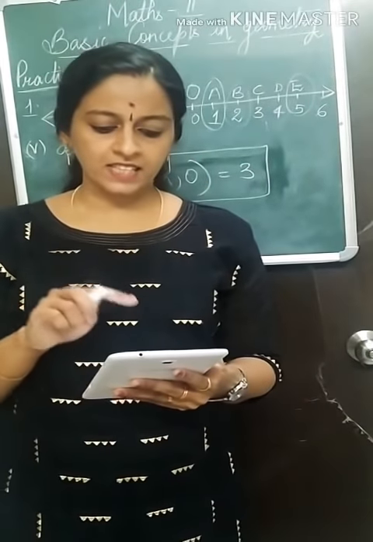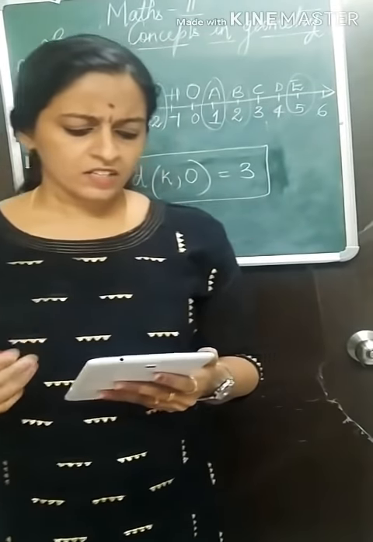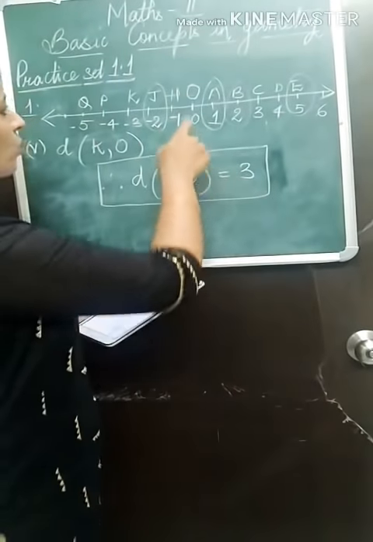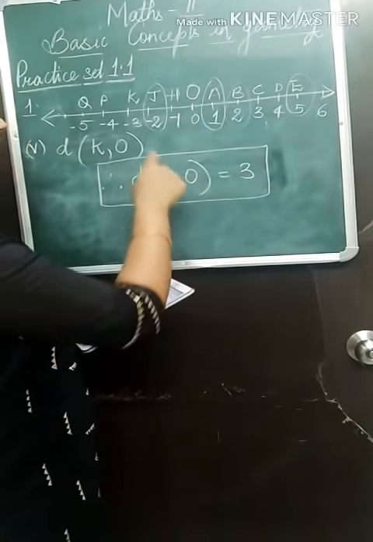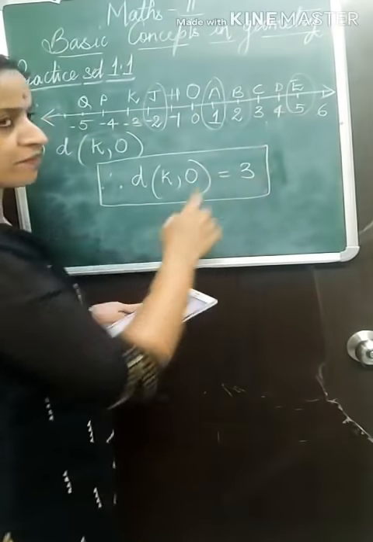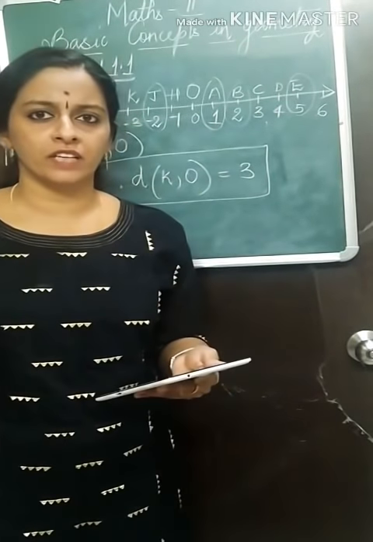Now after this, the remaining sums you can solve on your own. That is 6th, 7th and 8th. Same way. Distance between O and E. O's coordinate is 0. E's coordinate is 5. In your mind also you can calculate 0 and 5.